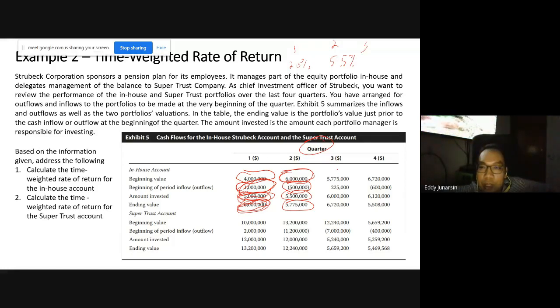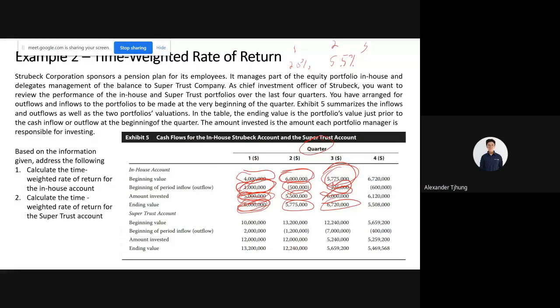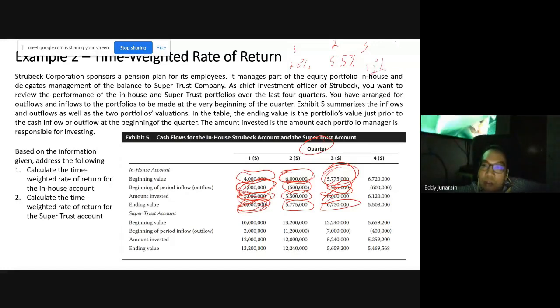So period 3, we started with 5.7, but there was an addition of 225,000, so we started with 6 million. It ended with 6.72. How much percent is it? 12%. Okay, and then year 4, previously 6.7. There was a withdrawal, the investor withdrew 600,000. So we started year 4 with 6.1, and then it ended with 5.5. What does it mean?